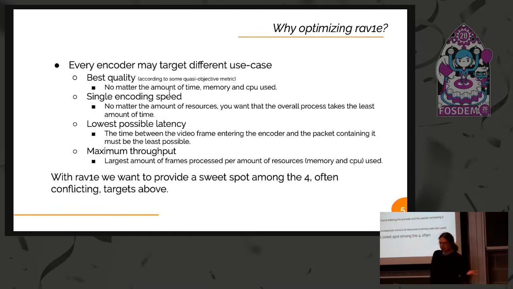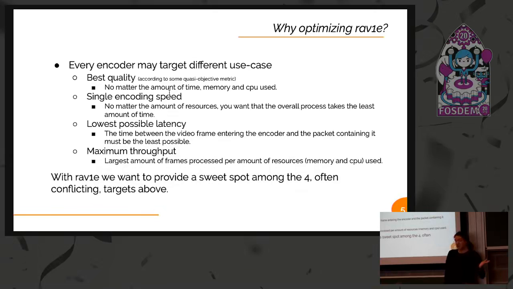So why are we optimizing rav1e? What do we want to do? Well, conquer the world. But we are talking about video encoding. So for video encoding, you have different targets. Maybe you want to have the best quality. That's something sort of esoteric because quality in video is not exactly objective. It's mostly subjective. So you put all the time possible, all the memory possible, everything possible to get the best looking video. That's one target.